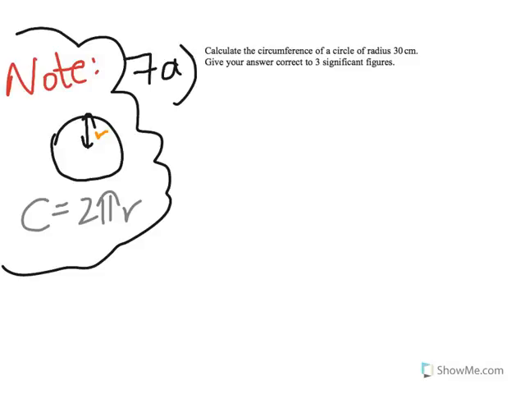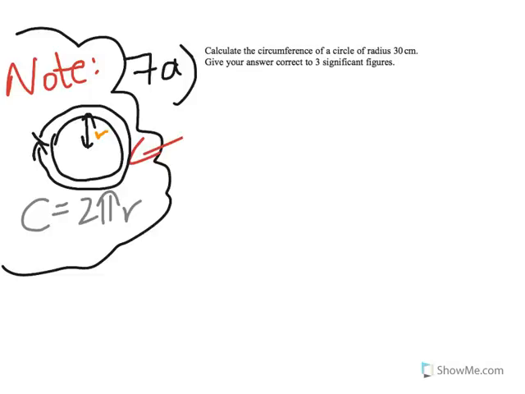Alright, 7a is a really easy question. You're just being asked to calculate the circumference of a circle of radius 30 centimeters. Now, I'll bring your attention to this note because you needed to solve this question. What this note says is, a circumference, by the way, is perimeter. So it's basically just the outer part of the circle, the outer length.